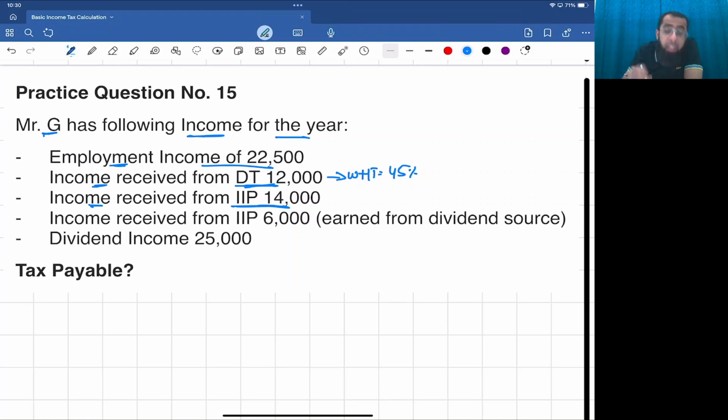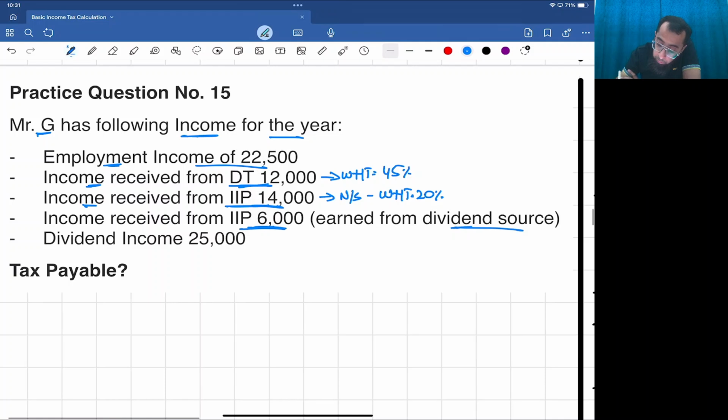Income received from IIP, the question is silent on where it was sourced. What was the source of income of the trust? So you assume it as non-saving, the withholding tax will be 20%. Then income received from IIP earned from dividend source. So here the withholding tax will be 8.75%. When the source is stated, you follow that. When there is no source stated, you assume non-saving. And then there is dividend income 25,000. You have to work out the tax payable. I believe again it's just a routine question following the steps, and that's all.